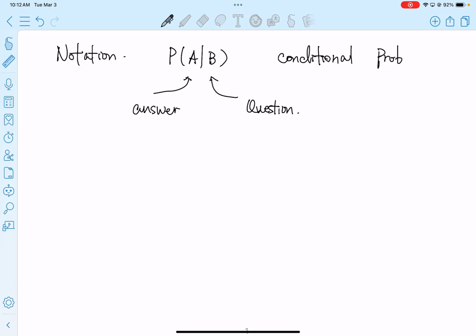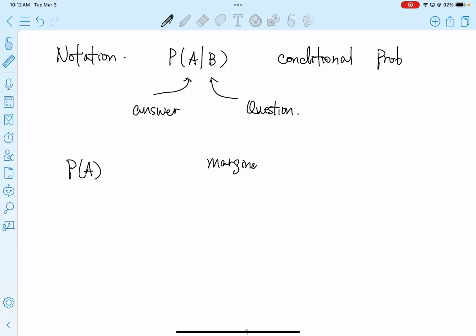Before today, the things that we have calculated look something like this: P of A, so P of one random variable. In statistical terminology, this is called a marginal probability. The word marginal originates from the comparison with the joint probability.